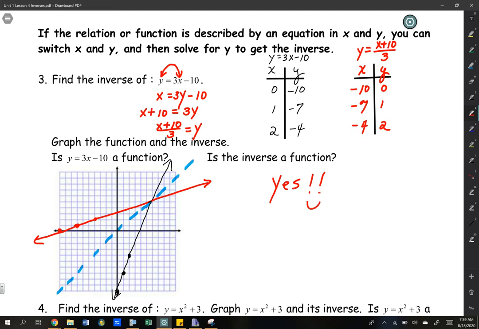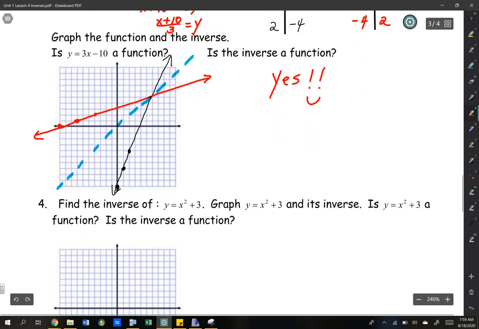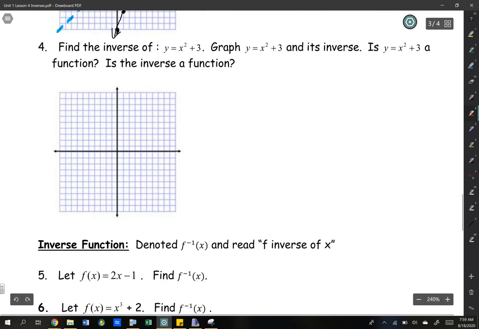All right, let's go ahead and try the next one. Find the inverse of y equals x squared plus 3, graph it, and its inverse. And is y equals x squared plus 3 a function? Is the inverse a function? All right, so we have a lot to do here. We're also going to graph the inverse.